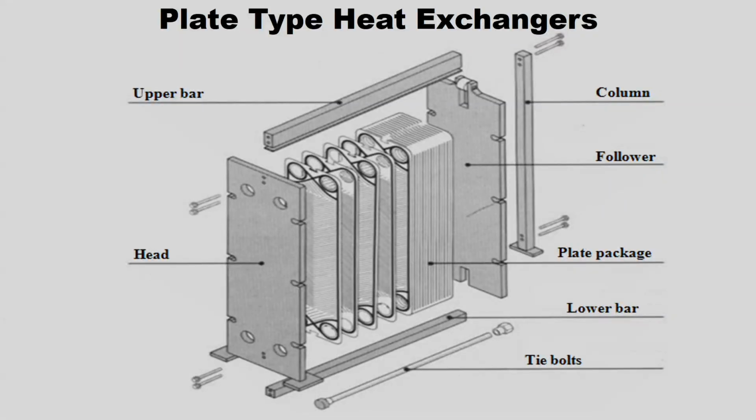So, here we see what the plate type heat exchanger looks like. This is your upper bar. This is the head plate, in the sense the header, and this is the follower, right. In between the header and follower your plates are arranged. So, as I said, here your hot fluid is flowing, and here your hot fluid is flowing, here your hot fluid is flowing.